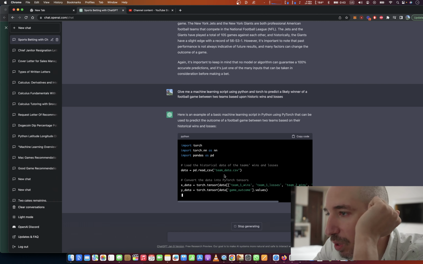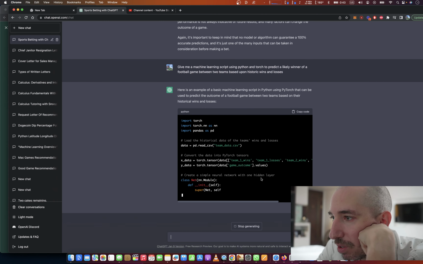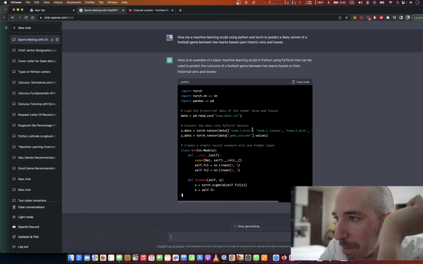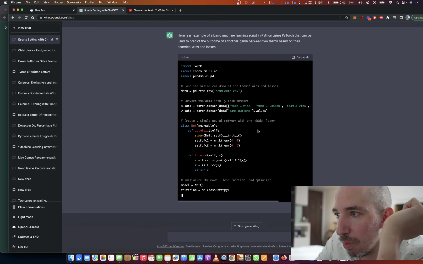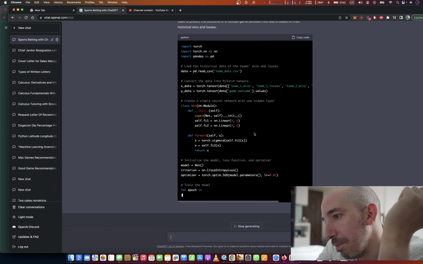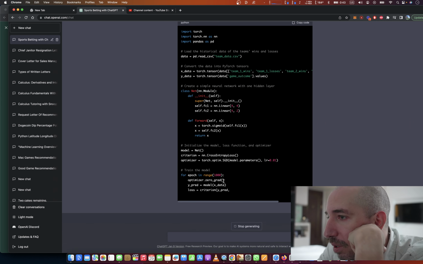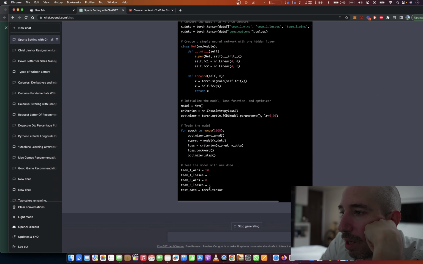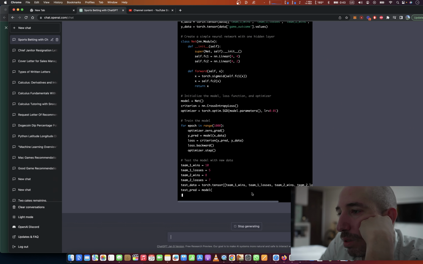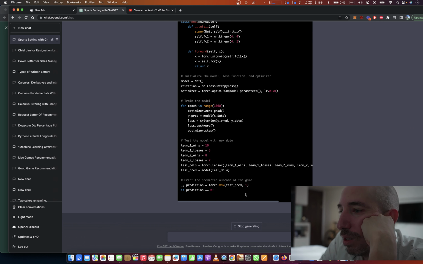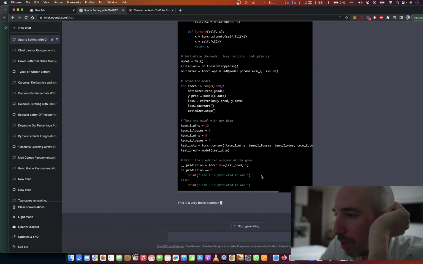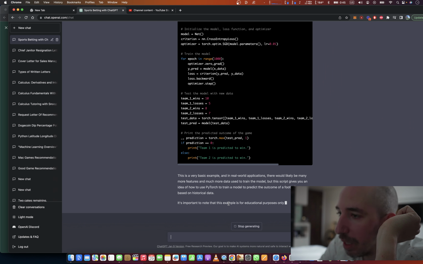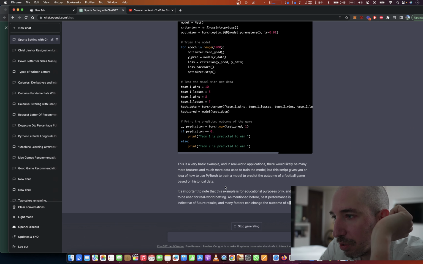You can load the historical data of the teams' wins and losses, which is teamdata.csv. It converts it into tensors: team 1 wins, team 1 losses, team 2 wins, team 2 losses, and then gets the values for the game outcome. Creates a simple neural network with one hidden layer. Creates the model. Creates an optimizer. Test the model with this new data. Print the predicted data. Team 1 is predicted to win, else Team 2 is predicted to win. This is a very basic example, and in real world applications there will be many more features and much more data used to train the model, but this script gives you an idea of how to use PyTorch to train a model to predict the outcome of a football game.